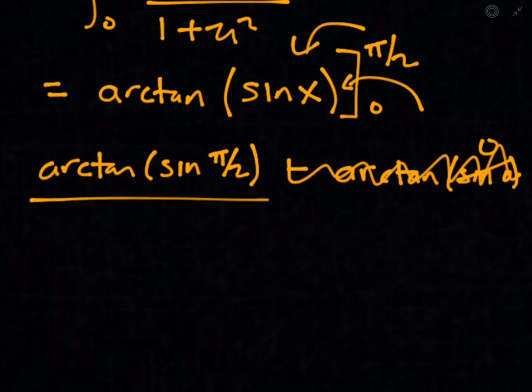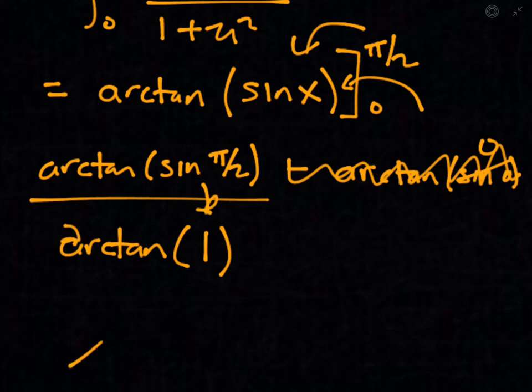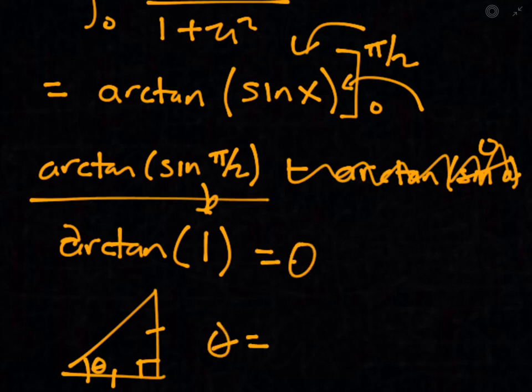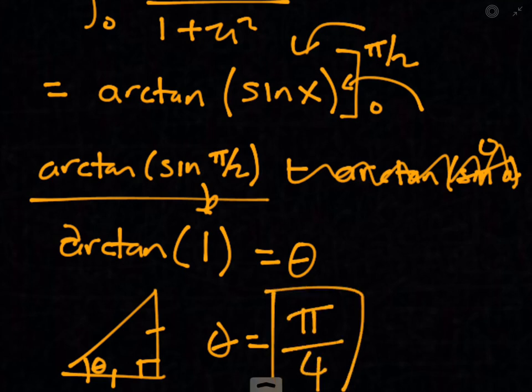So now we're just left with the arctangent of the sine of pi over 2, and the sine of pi over 2 is 1. So the arctangent of 1. Well, the arctangent of 1 is saying, okay, we have a triangle, and the triangle has angle theta, and this side to this side is 1. The ratio is 1, or they're the same length. So it must be a 45-45-90 triangle, and theta is equal to pi over 4. And that is our answer.